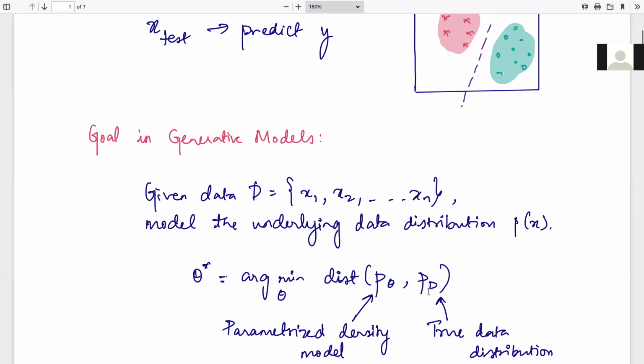Here we do not know P of t, but we do have the samples drawn from P of t as x1, x2, up to xn, which are available to us during the training phase. We are trying to model the underlying data distribution P of x, which is parameterized by this theta, and the goal is to find the theta which can approximate the underlying data distribution as closely as possible.